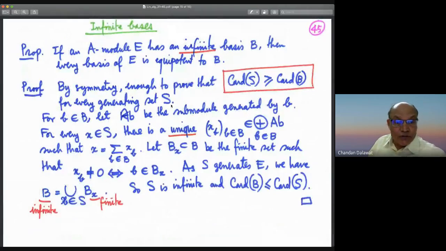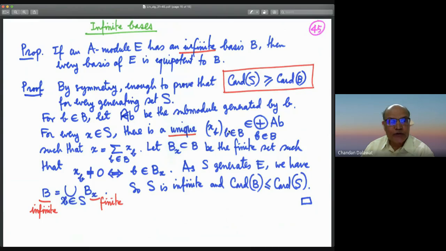And the last thing I want to mention is this very curious fact. Of course, it should be obvious that some modules have bases and some don't, and some might have finite bases and some have infinite bases. So what this proposition says is that if E has an infinite basis B, then every other basis of E is also infinite and actually equipotent to the basis B.